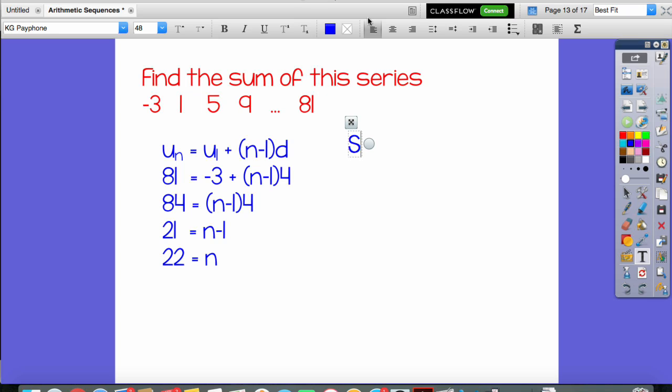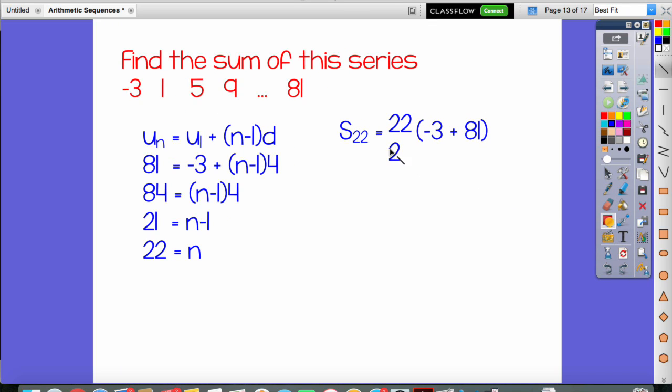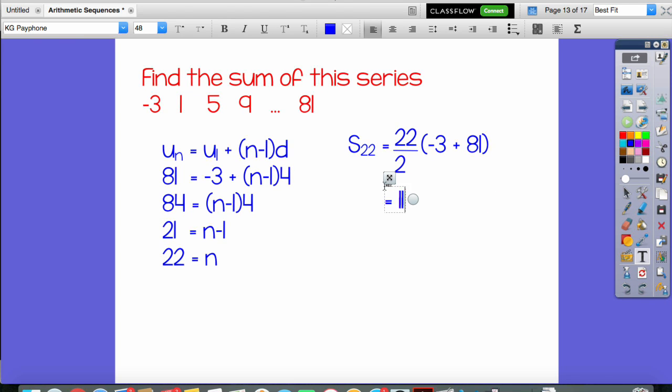Now to figure out the sum of the first 22 terms, we can use our formula again. Now we know that n is 22, so it's going to be 22 over 2. And what we can actually do is use the second formula here, which is u1 plus u sub n. And I mean, we could use the other formula. All right, but since we do know that our first term is negative 3 and we know our 22nd term is 81, hey, why not? So we'll have 11 times 78, and 11 times 78 is 858.